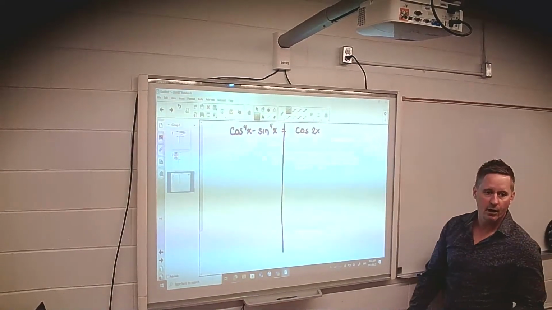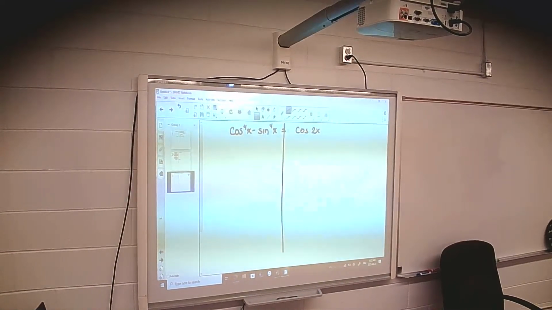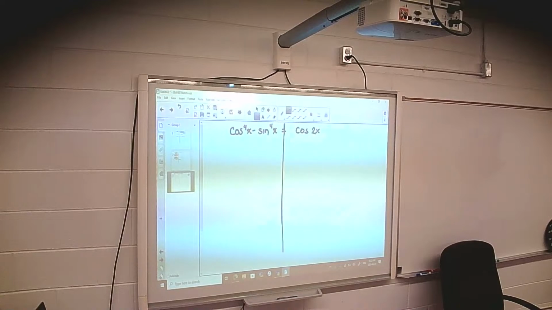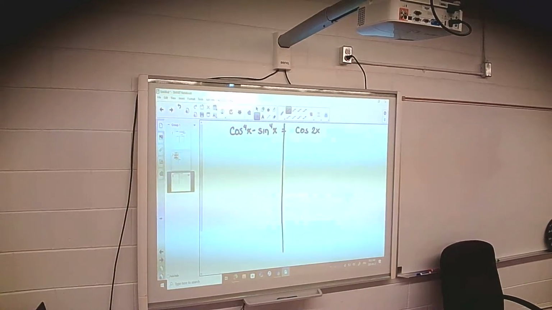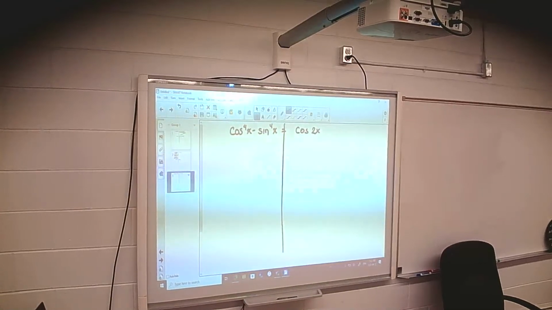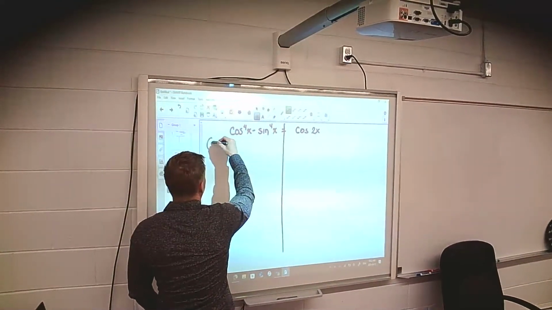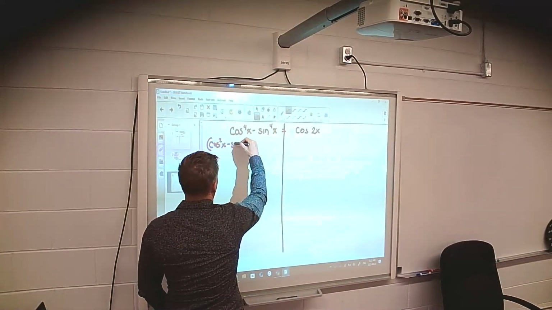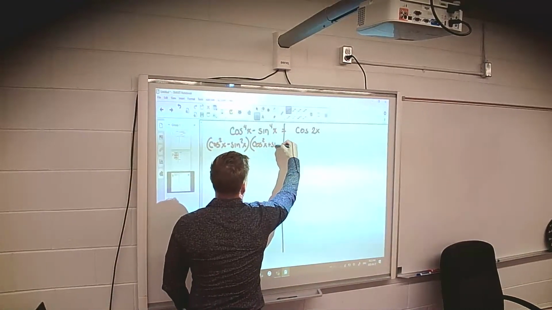Well, I mentioned one to you earlier that is extremely important that you recognize. What do you see about cos to the 4th x minus sine to the 4th x? Difference of squares. You have to recognize that when you see it. Anytime you have a binomial with a subtract between them, chances are you're working with a difference of squares, as long as there are squared values. So this becomes cos squared x minus sine squared x, times cos squared x plus sine squared x.